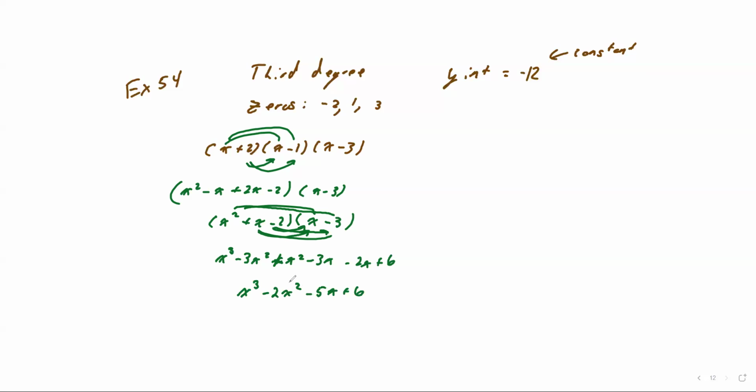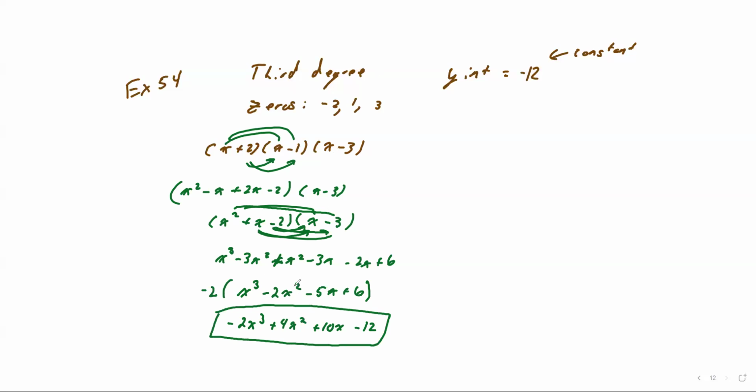So basically what you have to do is ask yourself, what do I have to multiply 6 by to give me negative 12? And hopefully you're saying, just multiply by negative 2. So we're going to multiply everything by negative 2. That gives me negative 2x cubed plus 4x squared plus 10x minus 12. I still have my third degree, these are still the zeros, and the y-intercept, which is the constant term, is now negative 12. So I now have the polynomial function that has those 3 things.